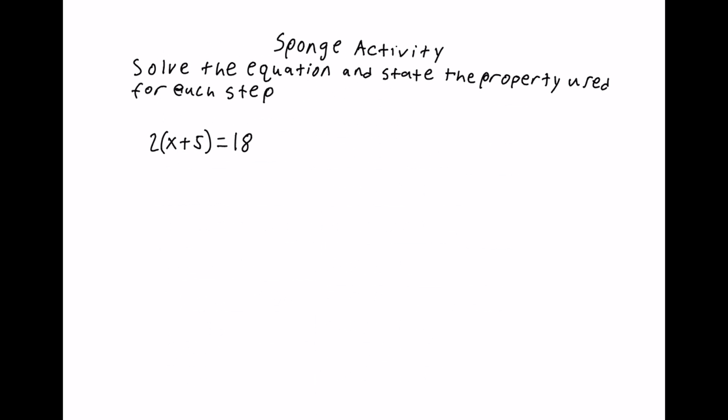Alright, so for the sponge activity, solve the equation and state the property used for each step. I'm just going to give you one equation for the sponge, make it somewhat easy, I think. So put it in the table, solve the equation, write the property you used for each step, and go until you get an answer. X equals something. Alright, that's it for the lesson.